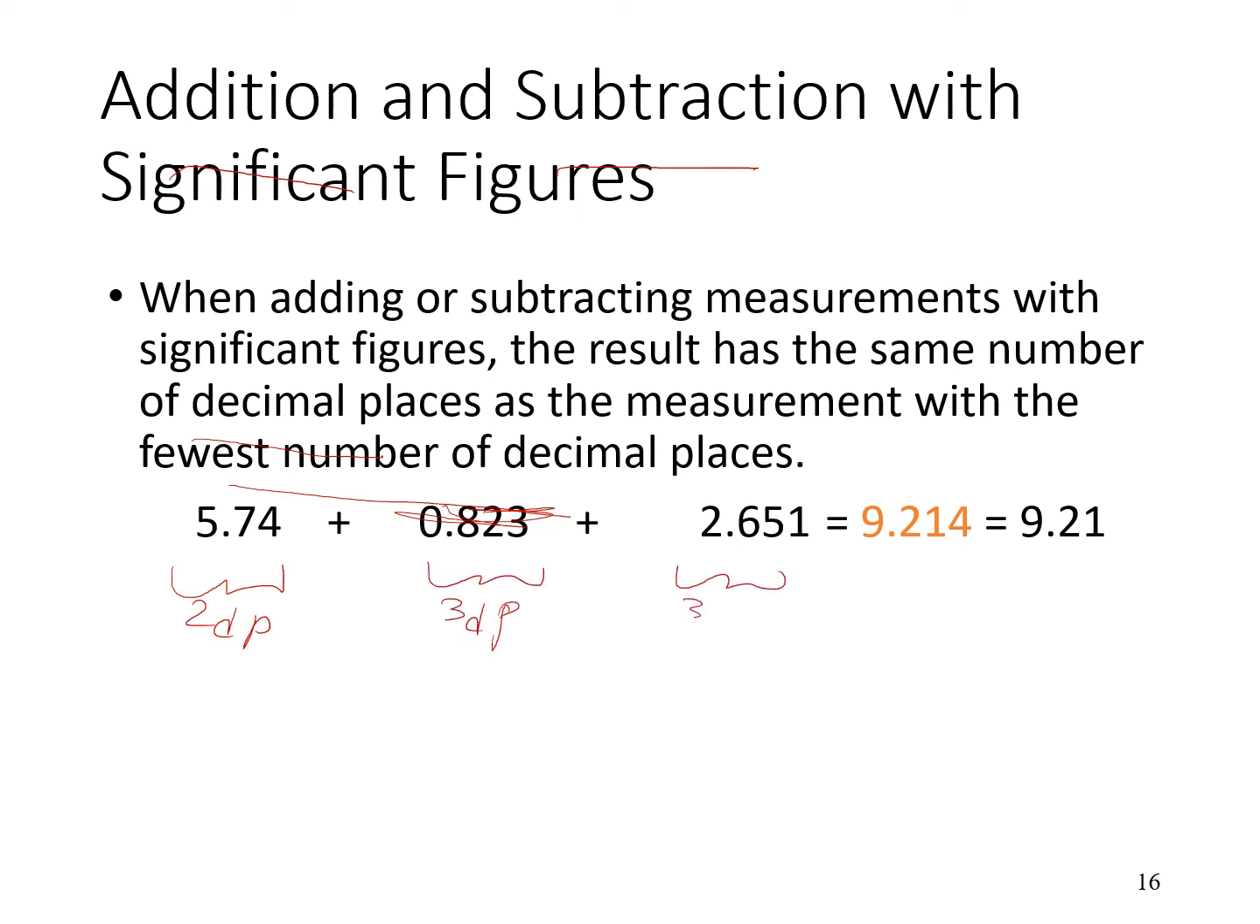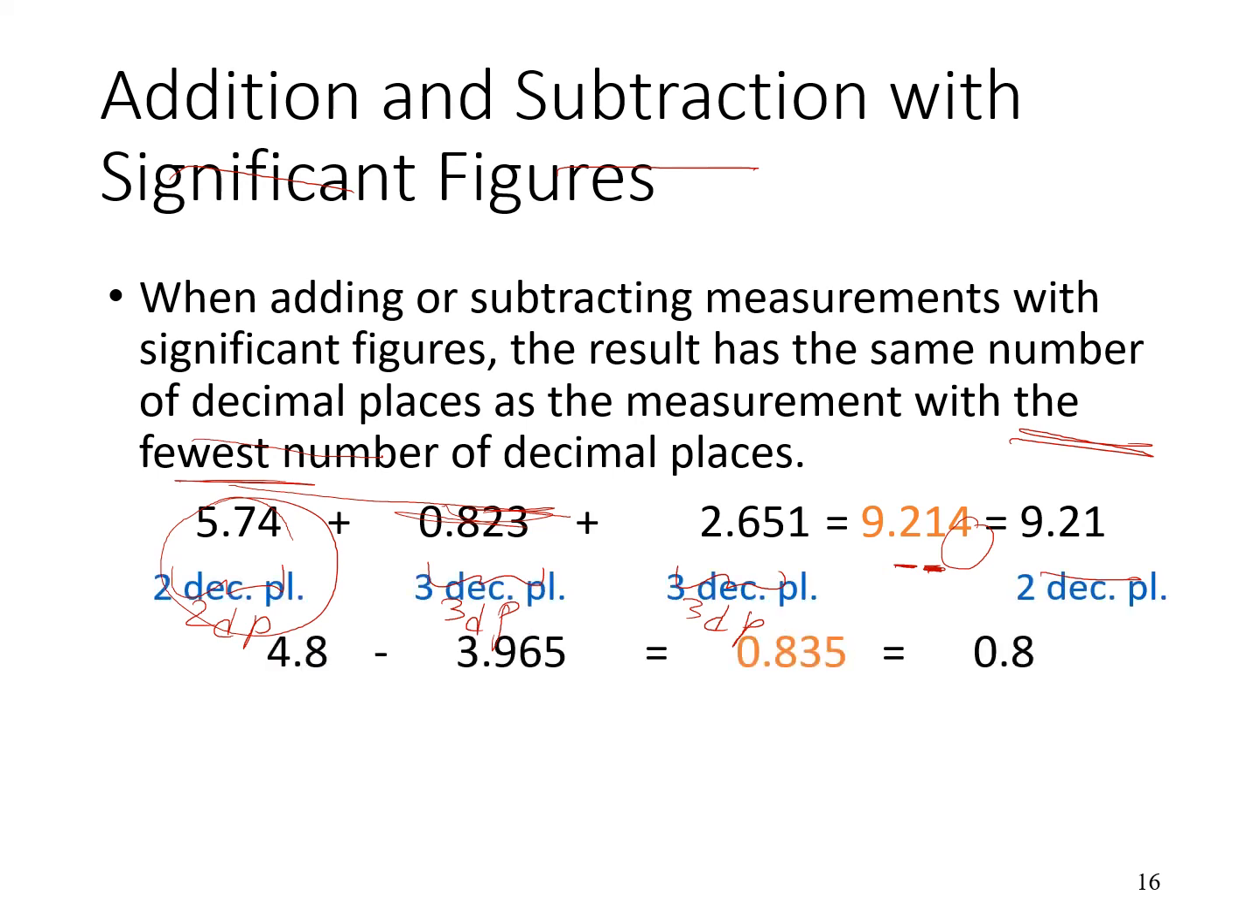This has 3 decimal places, and the rule tells us we go by the fewest number of decimal places, which is this. So our final answer should have 2 decimal places, which is 1 and 2. So it has to end right here. So if it ends right here, what's the next digit? The next digit is 4, which is less than 5, which means you leave the number as it is. So your final answer is 9.21 with 2 decimal places. Okay. Let's try another question.